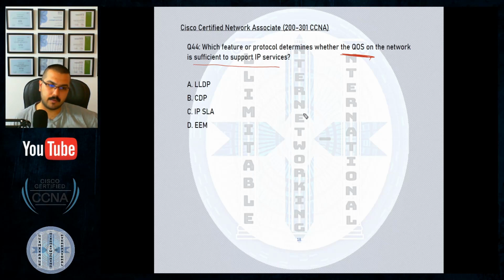Whether the quality of service is sufficient or not, that will not be those guys. Which protocol or feature should you also enable in your network to track and aid quality of service? That would definitely be IPSLA, not Embedded Event Manager and not those discovery protocols.